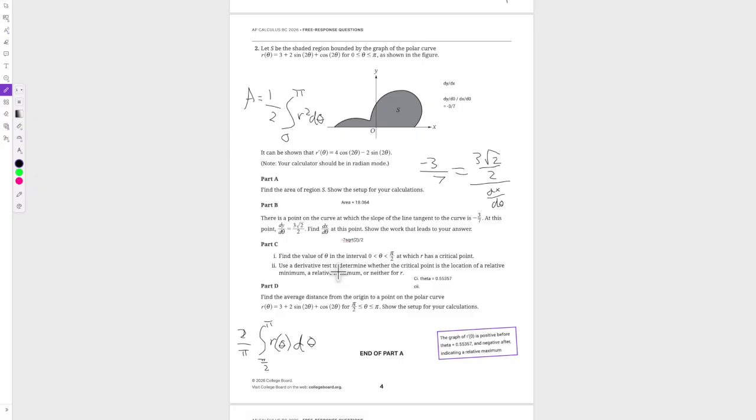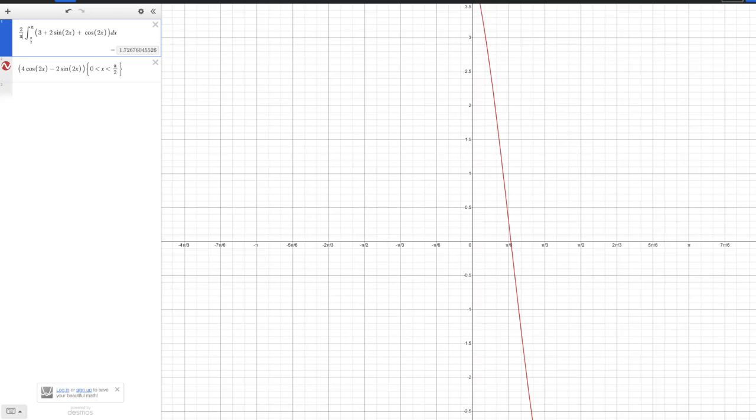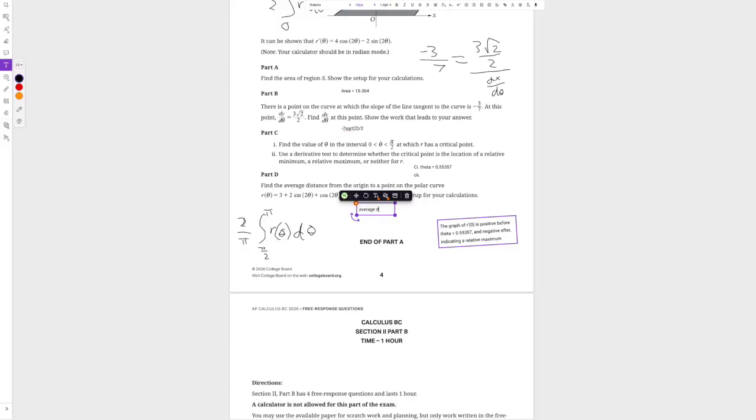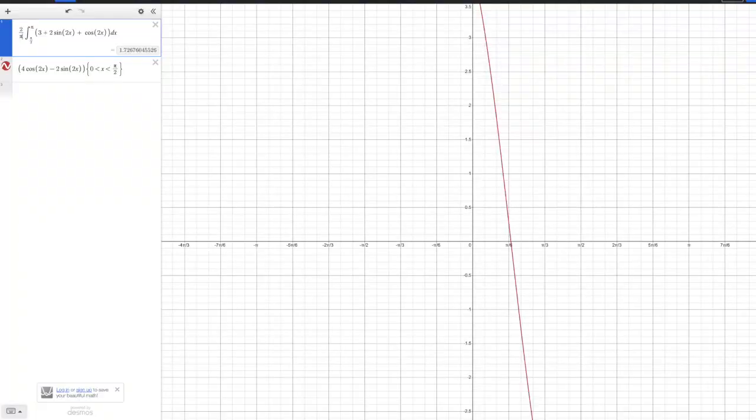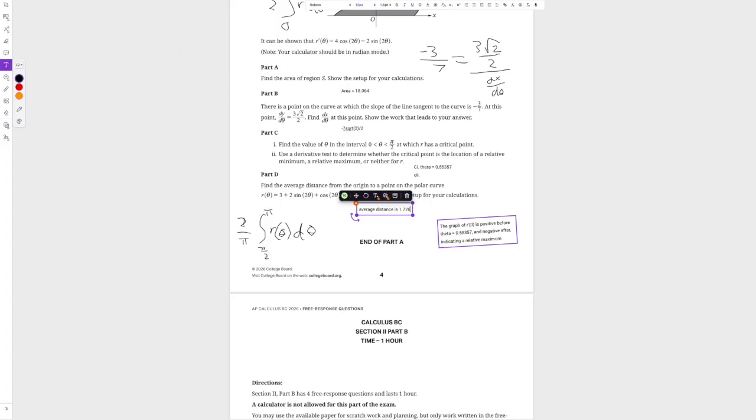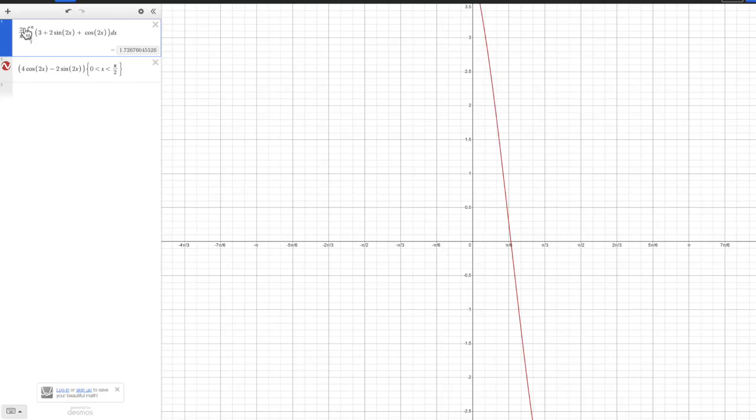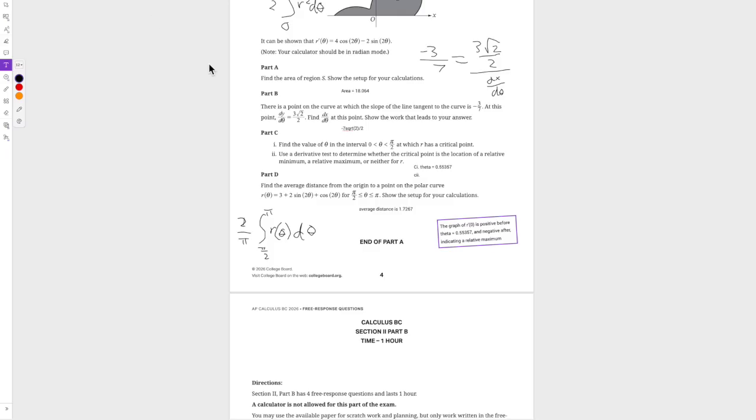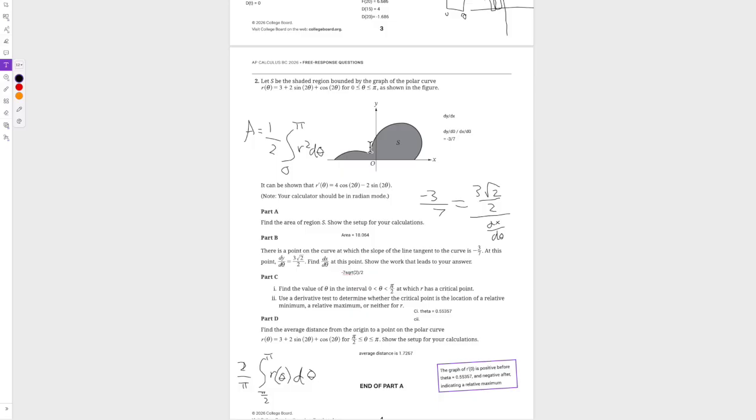So that's the average distance from any point on the polar curve. No, that's the distance from the origin to a point on the polar curve. The average distance is 1.7, was it 726? Yes, 7267. And did we do this correctly? Let's just double check. We did 2 over pi times the value of the function r of theta, 3 plus 2 sine 2 theta, correct. And that's question 2 done.